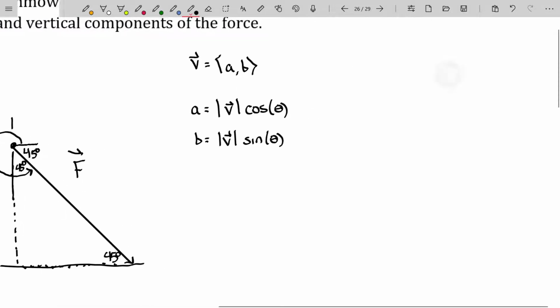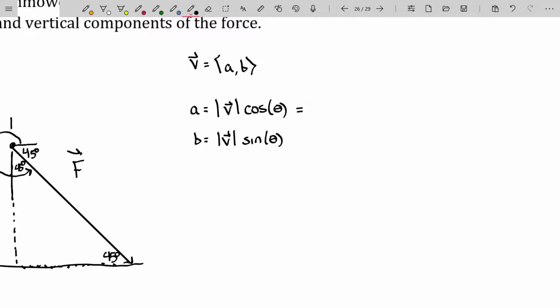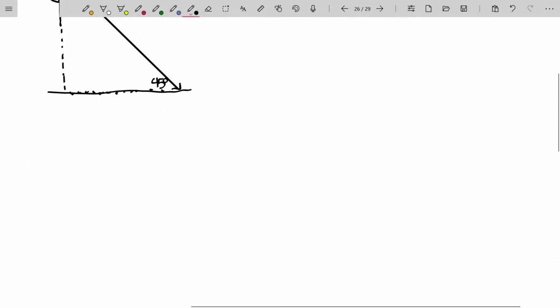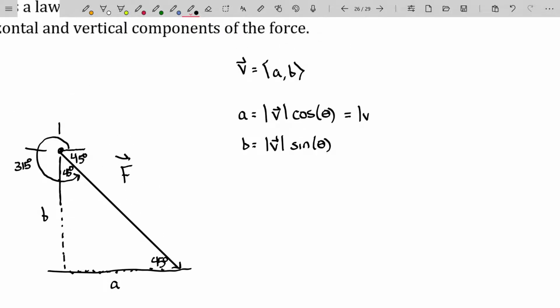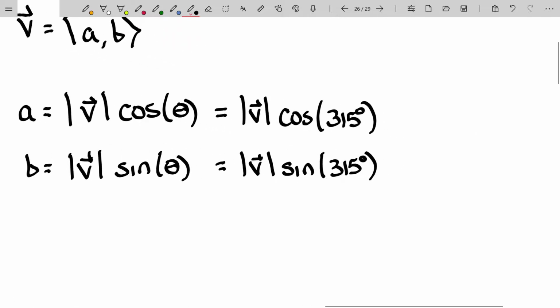So right now, I happen to know the A component, or the horizontal component of the vector, is going to be the magnitude of the vector times the cosine of 315 degrees. And the vertical component is going to be the magnitude of the vector times the sine of the angle 315 degrees. Now you can compute those pretty quickly. They both have reference angles of 45 degrees, and cosine in quadrant 4 with a reference angle of 45 degrees is 1 over root 2.